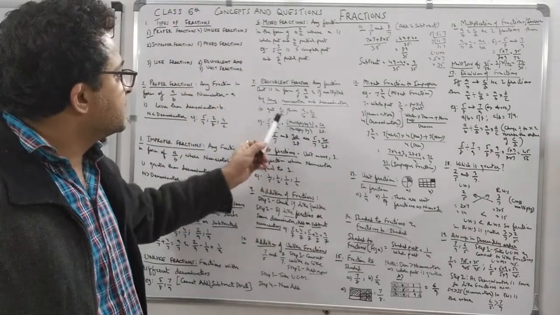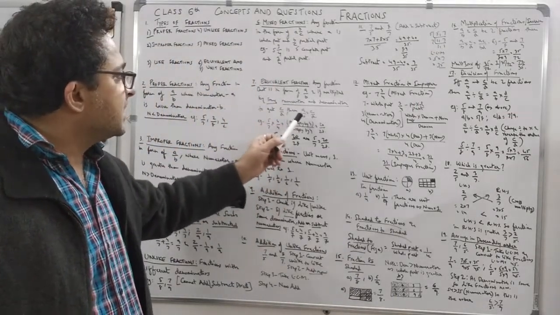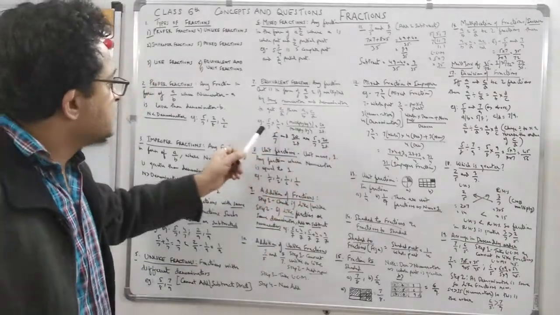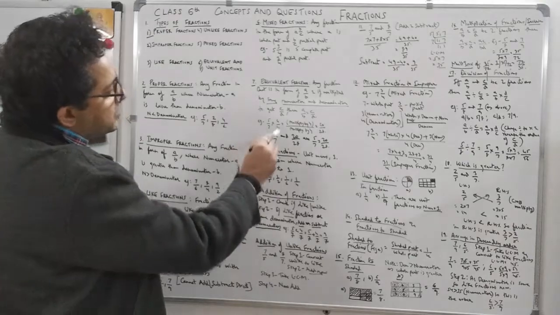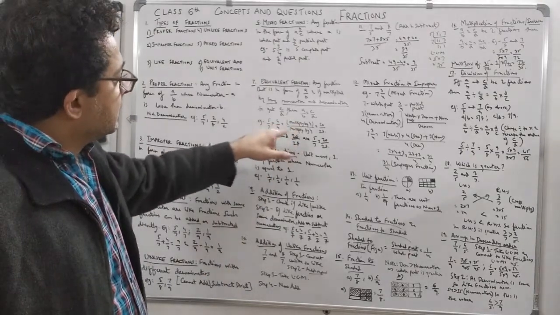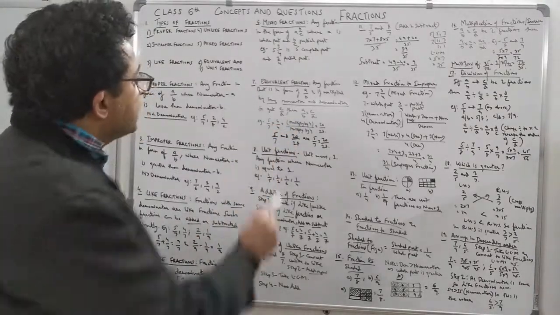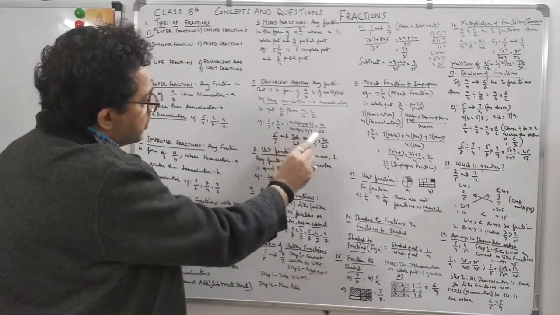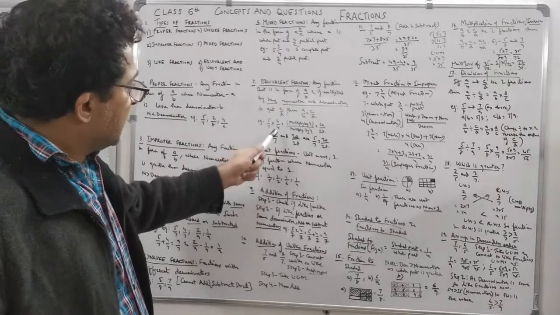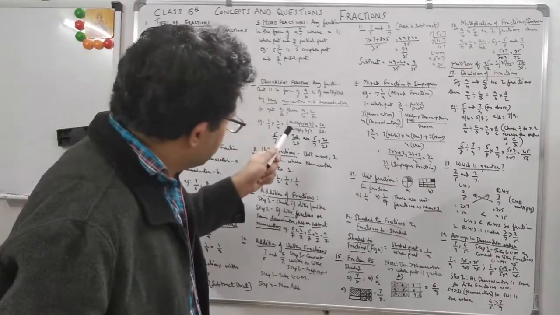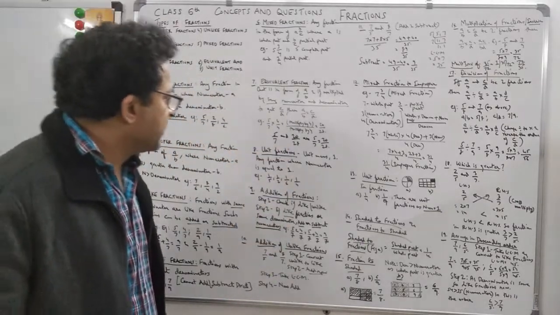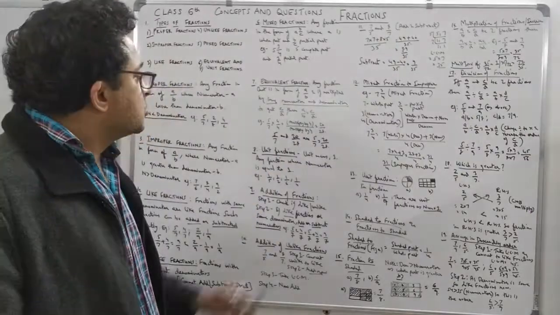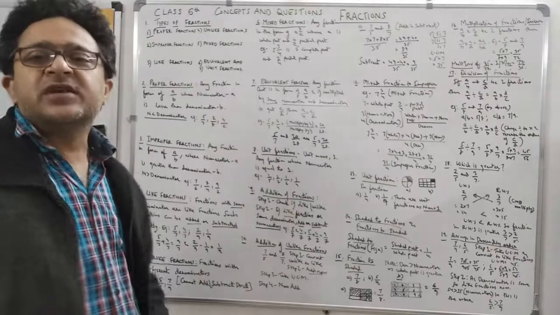So now the concept: we know about equivalent fractions. A upon B is equal to C upon D when you multiply by the same number in numerator and denominator. So take 5 by 7, and suppose I multiply the numerator and denominator by 4. So I get 5 into 4 upon 7 into 4, which is 20 upon 28. The fraction was 5 by 7. I multiply 5 by 4 and 7 by 4, so I get 20 upon 28. So 20 upon 28 and 5 by 7 will be equal. Simple.